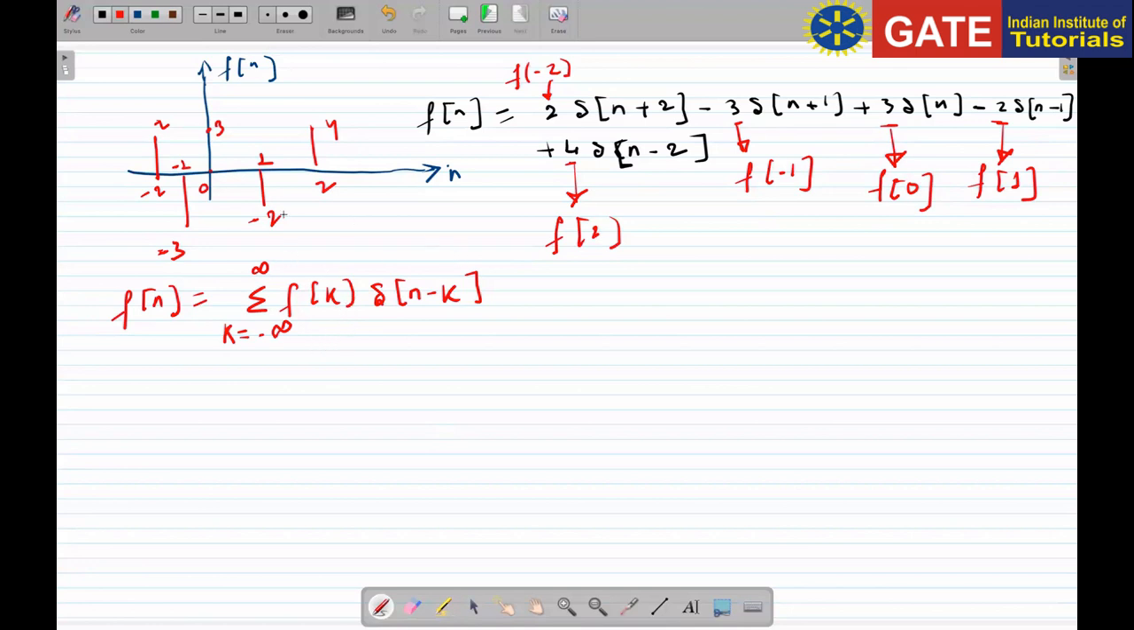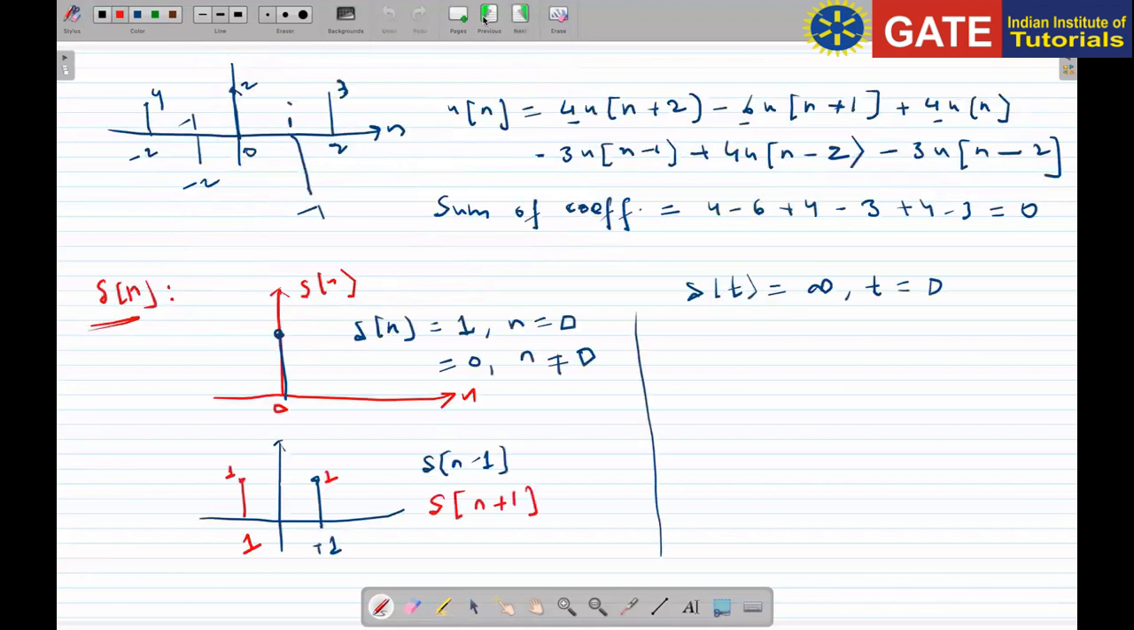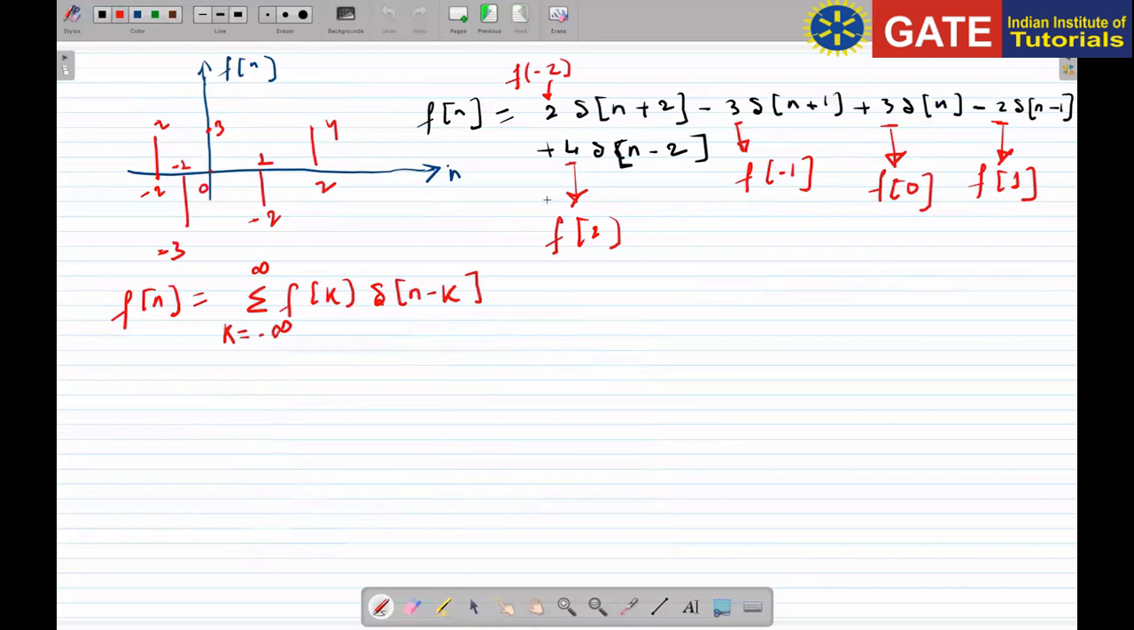One more thing. Just now we had observed here. Here I told, now why have I dragged you here? Why had I dragged you here for again the same concept? We can write like 4u of n plus 2 minus 6u of n plus 1 with these samples, correct? You remember this? Can I write this also in the same fashion?